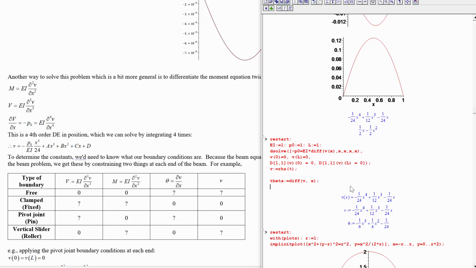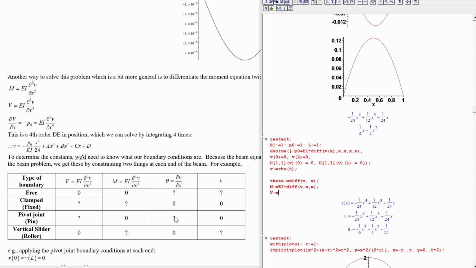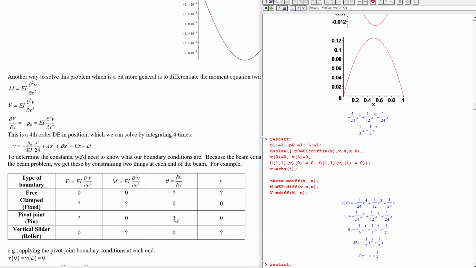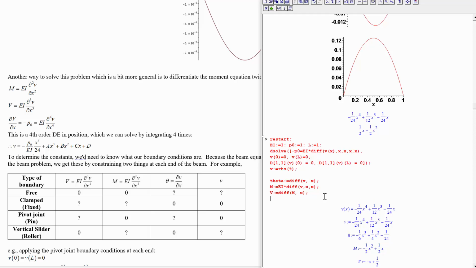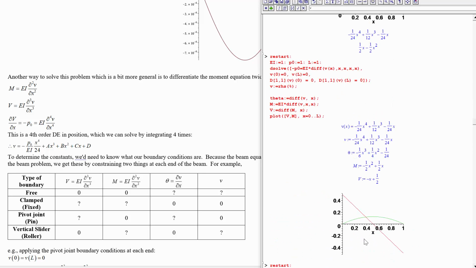And here's something fun. The second derivative of it times EI should be m. Diff of v with respect to x twice. And then V should be equal to the derivative of that. All right. So now we've got our internal bending moment and shear force, without ever having to have solved the statics problem explicitly.